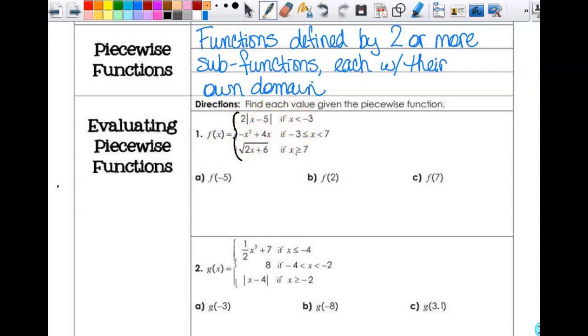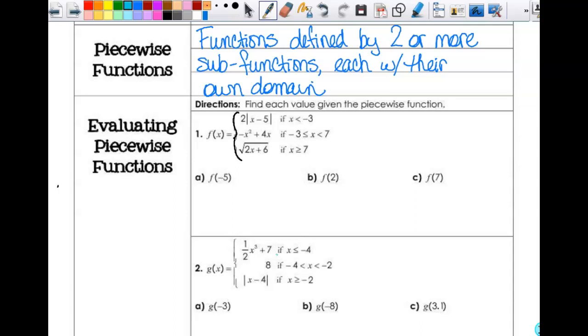So this is telling me that I have an absolute value function, this specific one, everywhere where x is less than -3. I have a quadratic somewhere between -3 and 7. And I have a square root function when x is greater than 7. So I have little slices of these things that are put together. Okay, does that make sense?